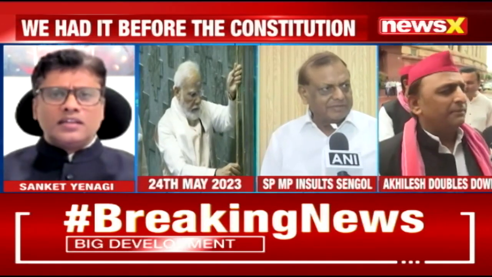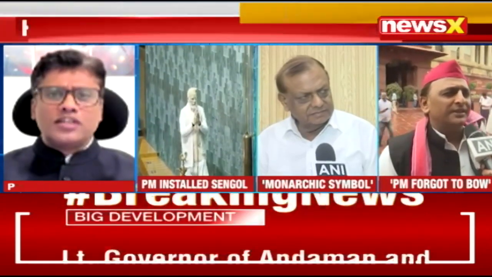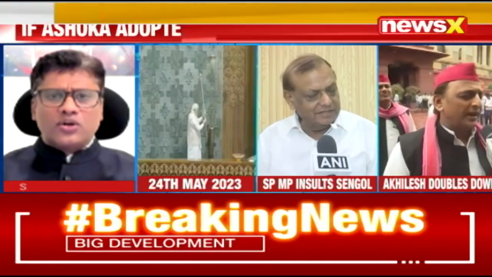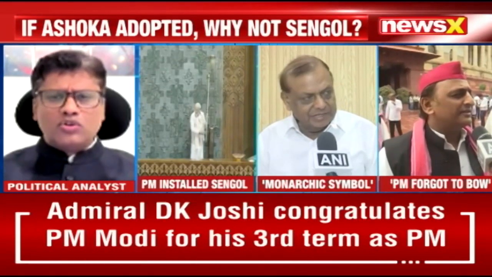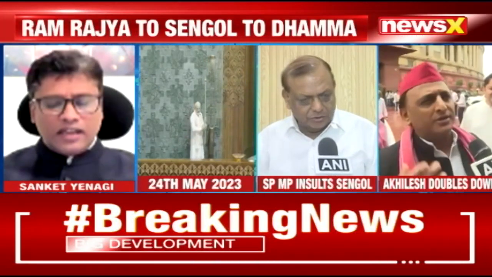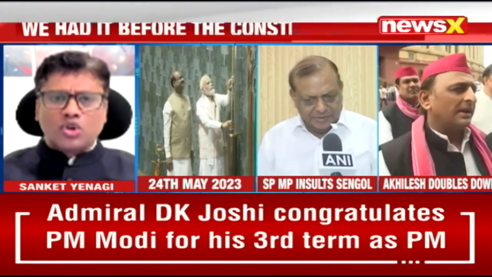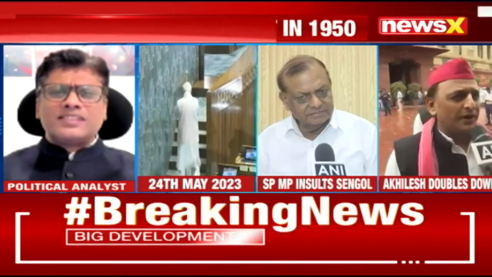Sengol in Tamil is particularly termed a scepter, and we can also call it in Hindi Rajdand, the stick of a king. We have moved out of that generation, that culture, that era. Having come out of it, we have accepted the Constitution as supreme, as the guiding principle, as the ultimate power and authority. The Constitution is ultimate. So that being the case, this is sidelining the Constitution.